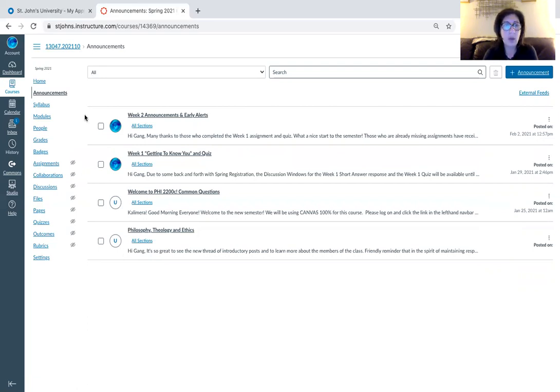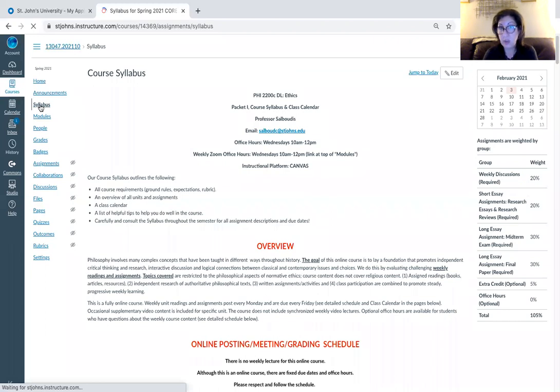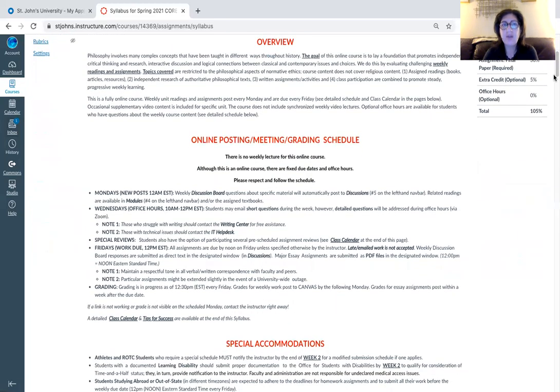So from here, you're going to finish reading the announcements, then you're going to click syllabus and read about all the good stuff, which is always in the syllabus, right? Okay, so in the syllabus, you have an overview. The overview just tells you the purpose of why we have this philosophy class, what the goal is for the philosophy class, and what type of topics we're covering.